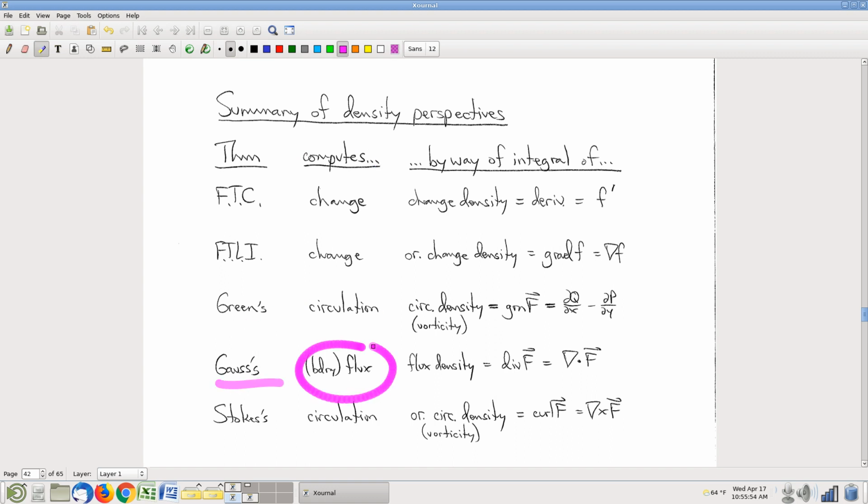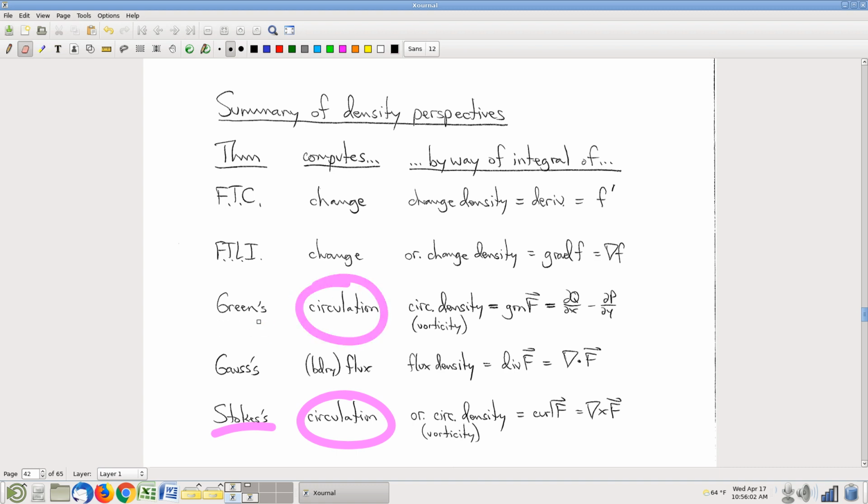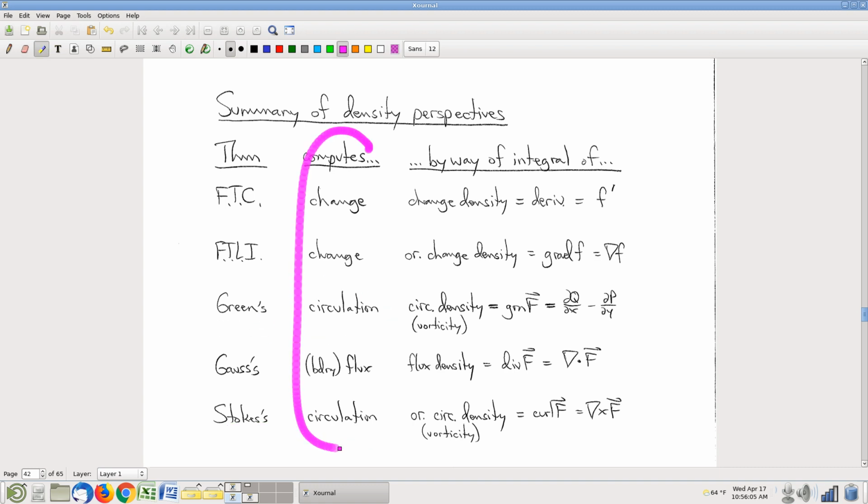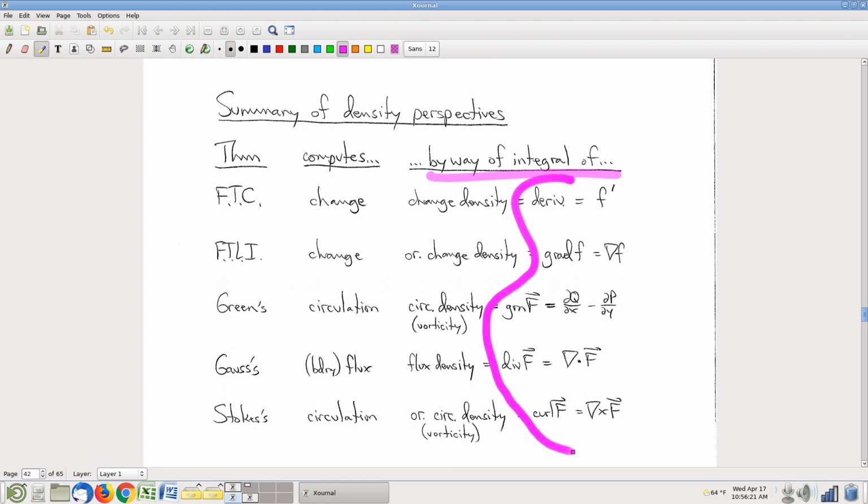Gauss's theorem is about the accumulation of flux, and Stokes's theorem is about the accumulation, again, of circulation, kind of like with Green's theorem. Okay. So in all cases, these theorems are computing an accumulating quantity. Accumulation means you compute it with an integral. Integrals have integrands. Here are what those integrands were.